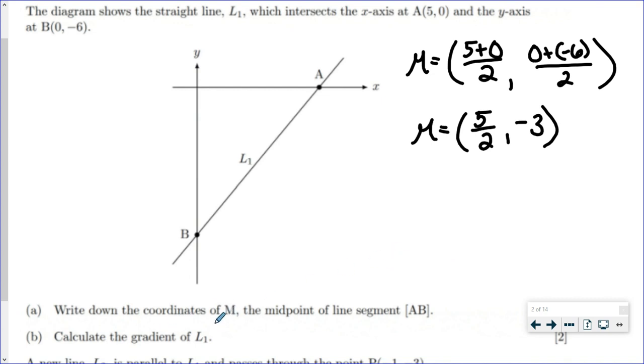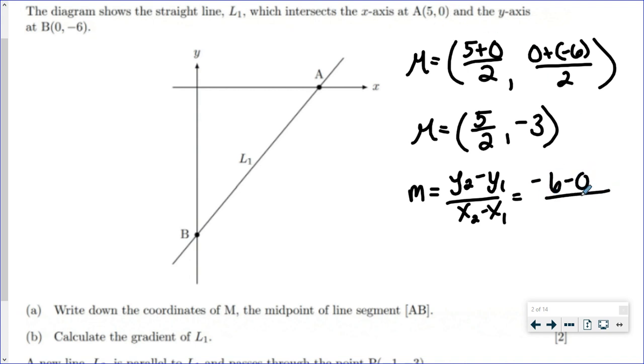All right, B, calculate the gradient of L1. Our slope formula is y2 minus y1 over x2 minus x1. So in this case, we have negative 6 minus 0 over 0 minus 5. That is negative 6 over negative 5, which is simply 6/5. So there's A and B.